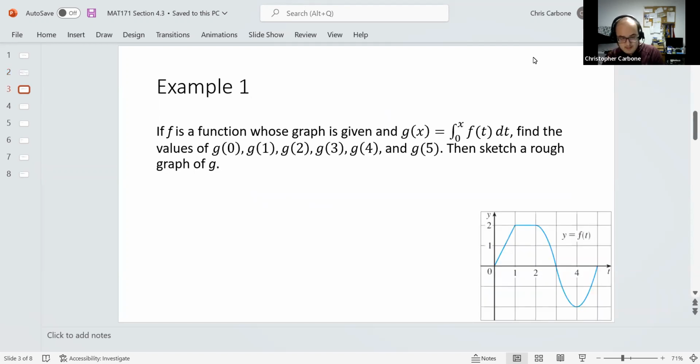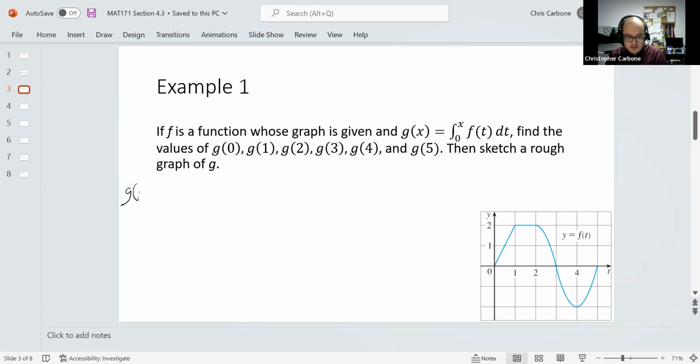So as an example, using this graph, if f is a function whose graph is given by g of x is equal to the integral from 0 to x of f of t dt, we want the values of g of 0, g of 1, g of 2, g of 3, g of 4, g of 5, and then sketch a rough graph of g.